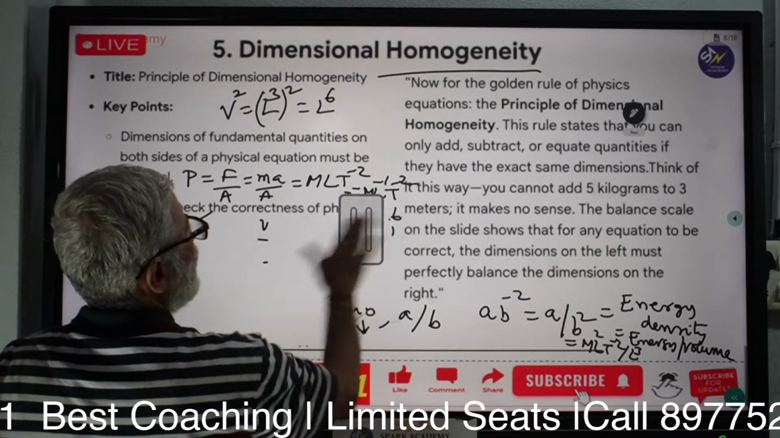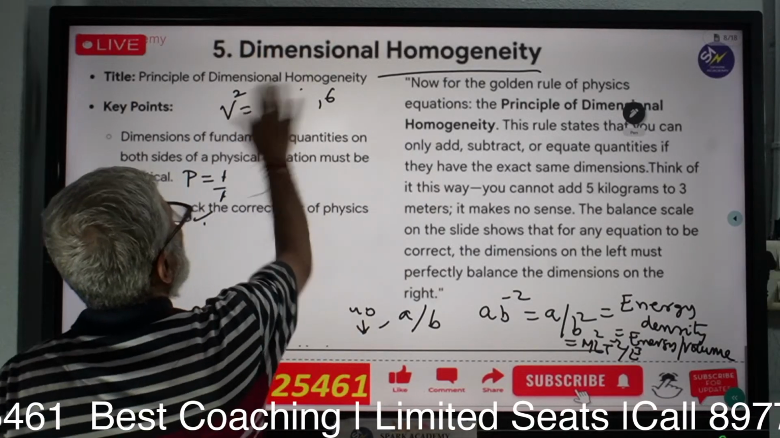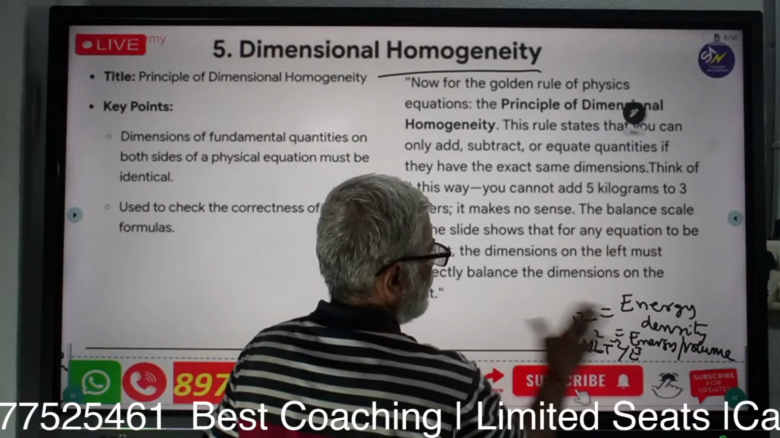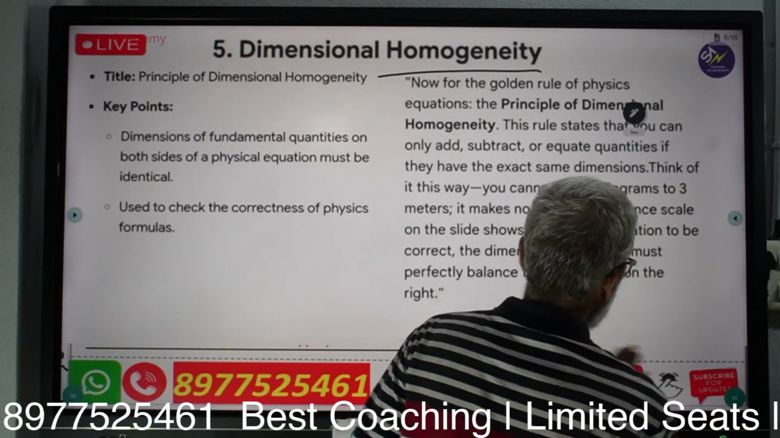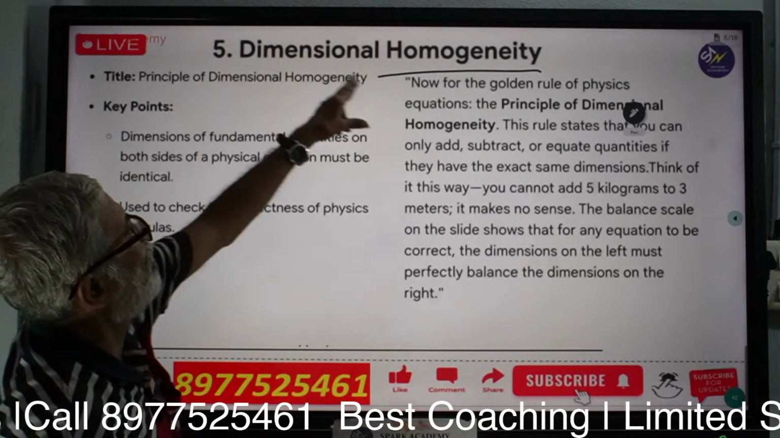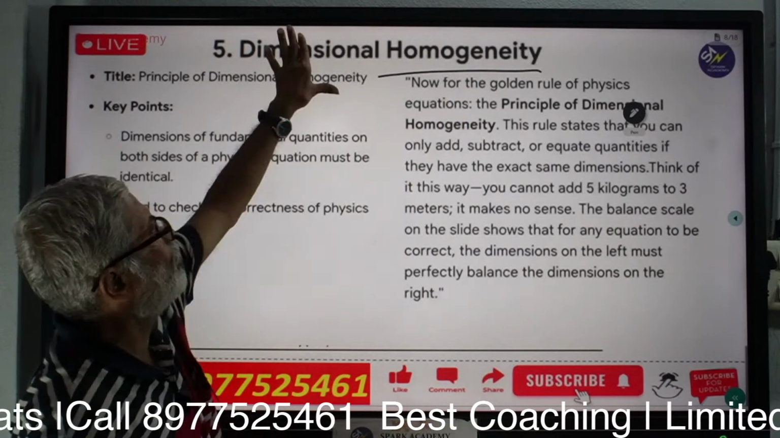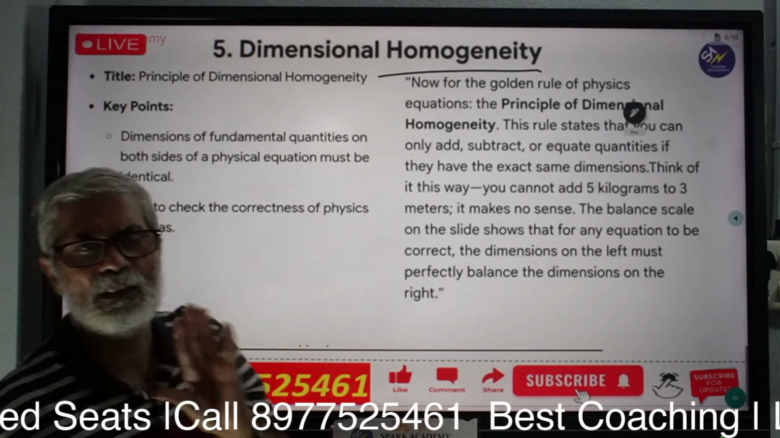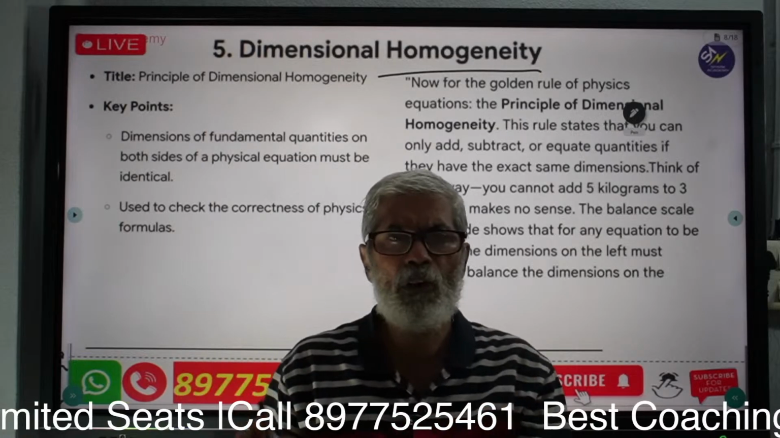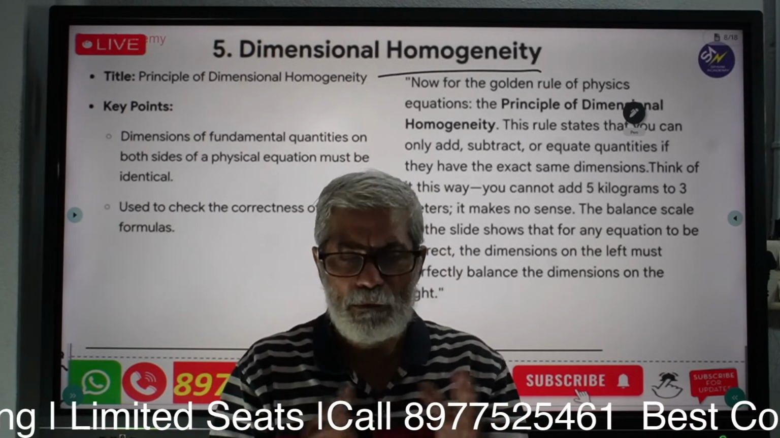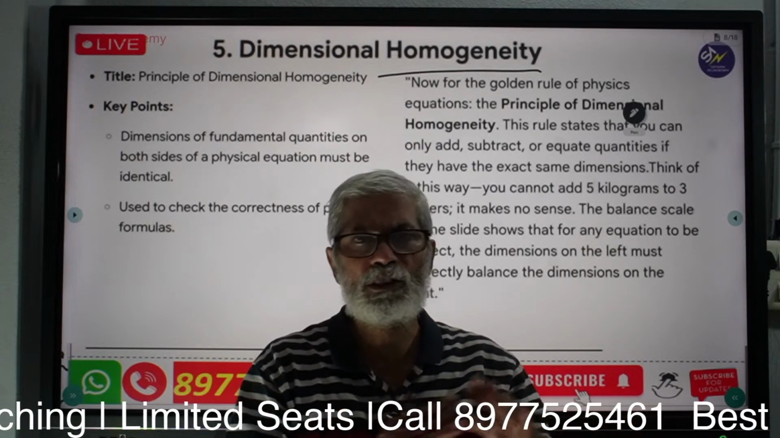Here one example I have given. I will explain once again what this is all about. In competitive exams, they are asking all this. What is the principle of homogeneity? You have to know it. The principle of homogeneity says that you can add or subtract two physical quantities provided the dimensions are the same on both sides.